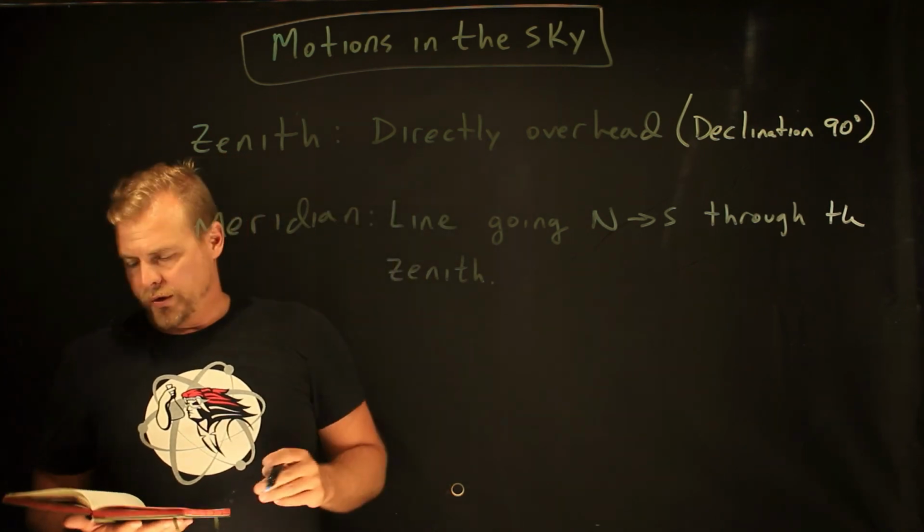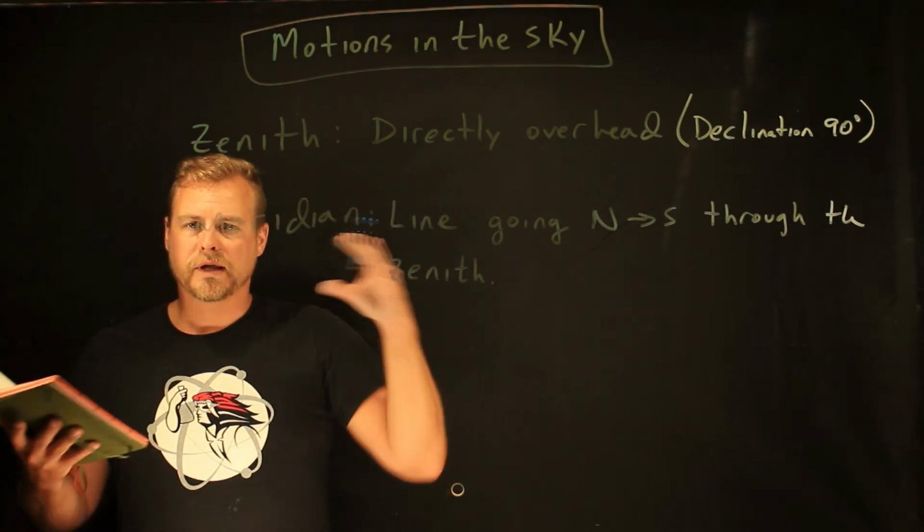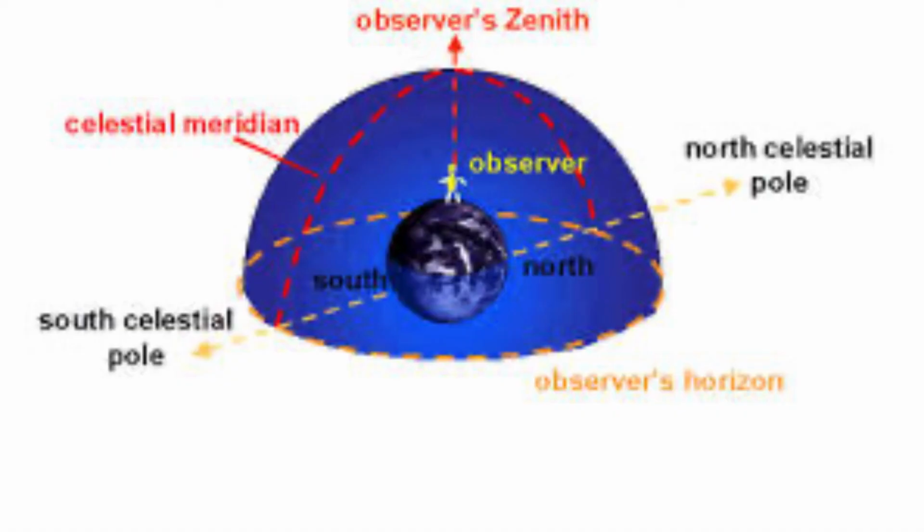So the zenith and the meridian kind of work together. In the celestial sphere, right, the zenith is the point directly overhead, or declination of 90 degrees, at any given time. So on the summer solstice at high noon, the sun should be directly overhead at 23.5 degrees north on the planet, right? The meridian would be the line going through that from north to south, directly through that zenith.